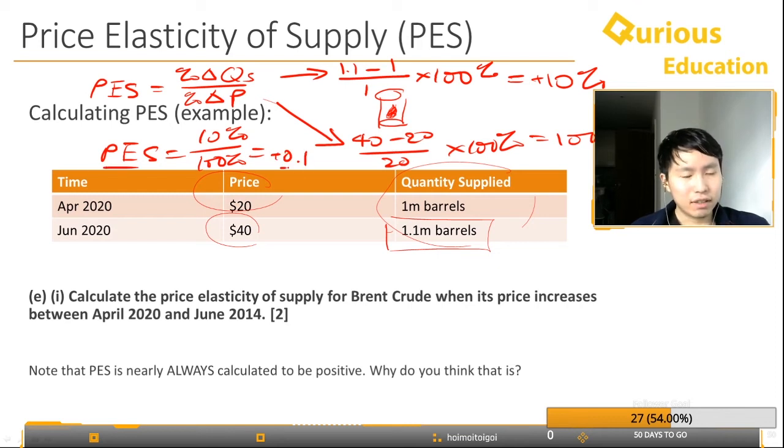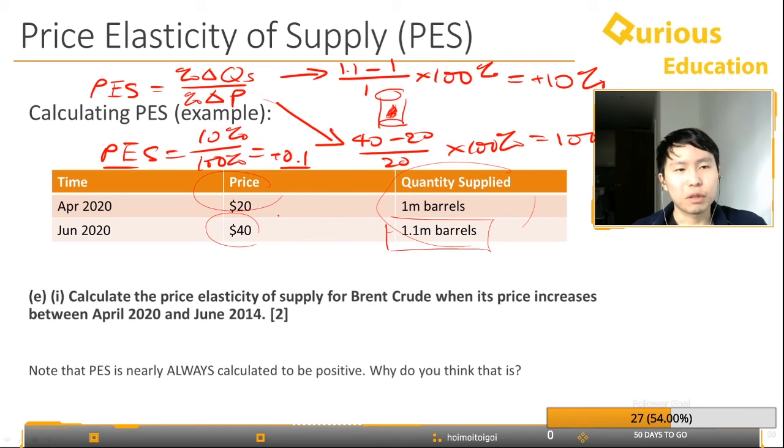And we can see that if PES is under 1, that means that it is inelastic. And therefore, this example actually shows that the quantity supplied for crude oil does not actually increase significantly, even though there's a huge increase in the price. Meaning the oil rigs cannot suddenly increase their supply sharply. Again, because they would keep pumping up oil. You can't suddenly increase the rate at which they're pumping up oil to like 100 gallons or whatever.